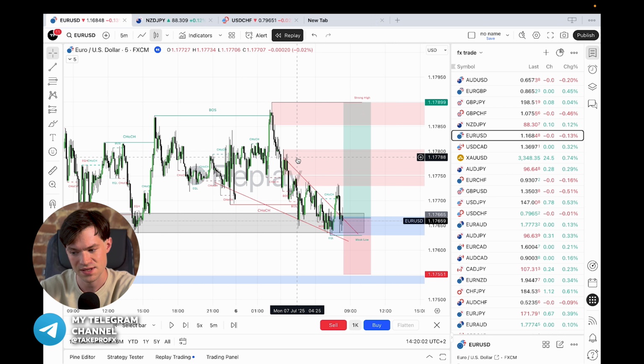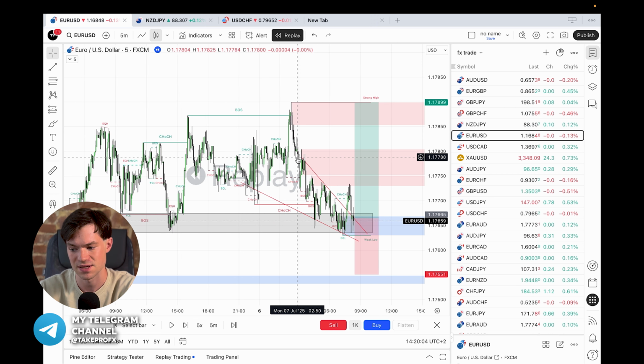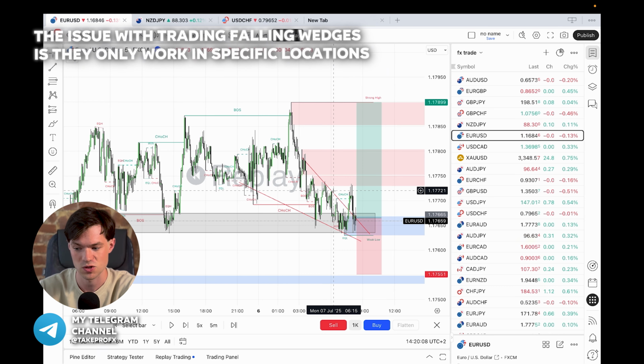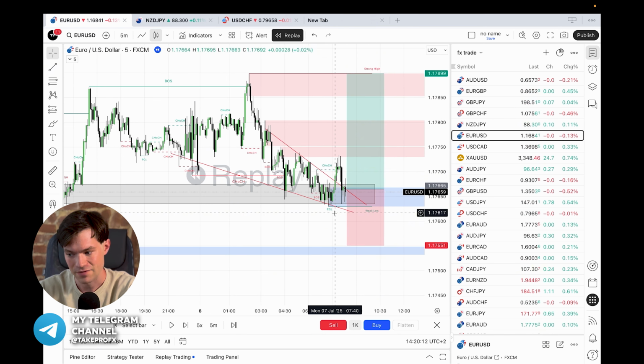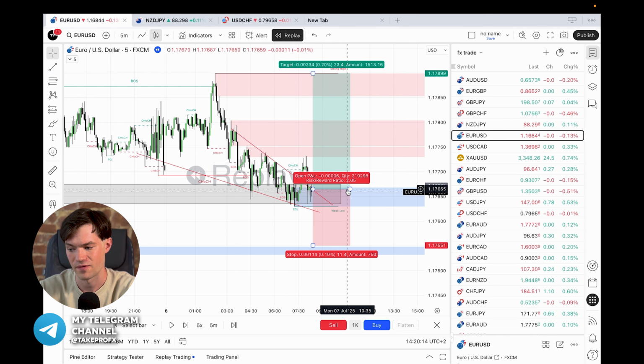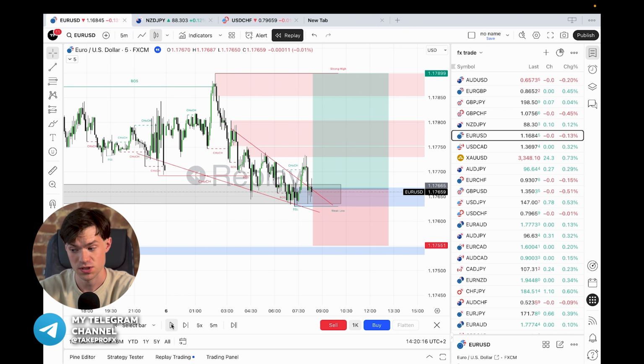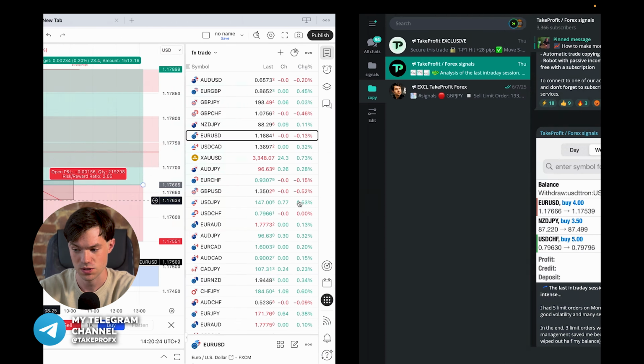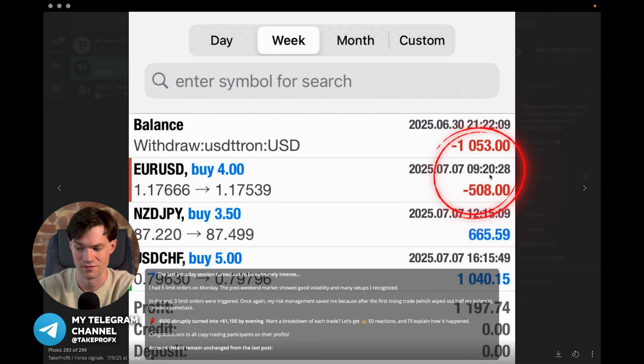The problem for traders who trade the technical patterns is that the falling wedge, like all other reversal patterns, only needs to be traded in a specific location. Unfortunately, this trade could have been a very good example for us, but it turned out that this trade literally in 10 minutes brought me a loss of as much as 508.